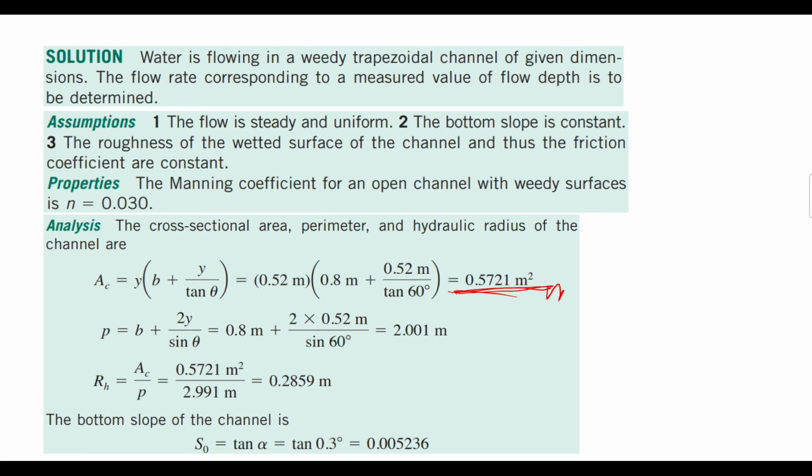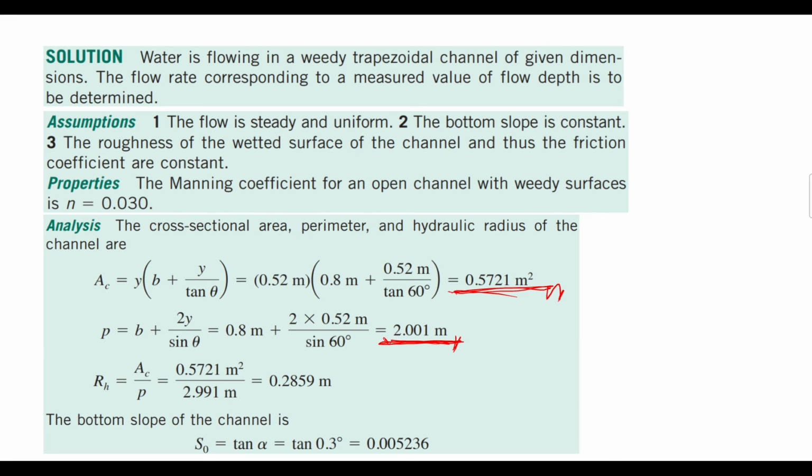Then the wetted perimeter is after adding the sides, so 2y over sine theta. That's the wetted perimeter. I will not discuss in detail how to solve for the area and the wetted perimeter, I know that you can solve for that. You know geometry, so you can solve for the area and the length of the wetted perimeter. Then the hydraulic radius is just the ratio between the area and the wetted perimeter.